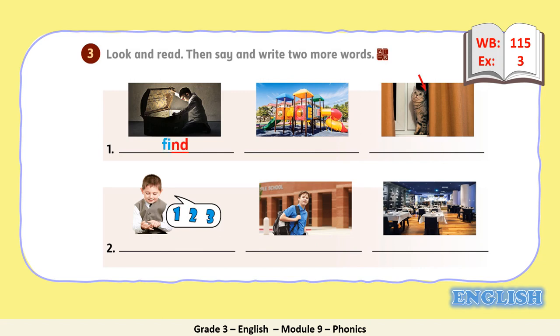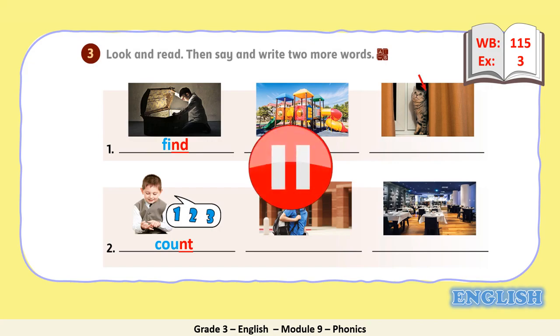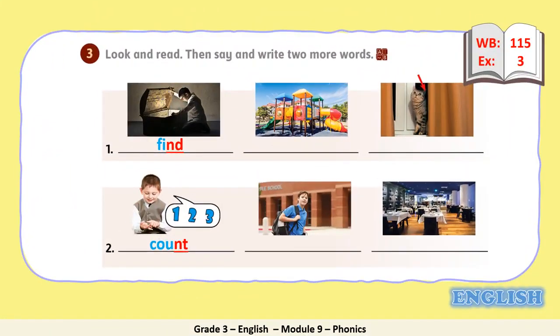Take a look at the boy in picture number 2. This boy can count 1, 2, 3. Right. The word is count. Now, pause the video and continue doing the remaining words. Come back to the video to check your answers later. All done? Take a look at the correct answers. Make sure to check your spelling and write the words correctly.